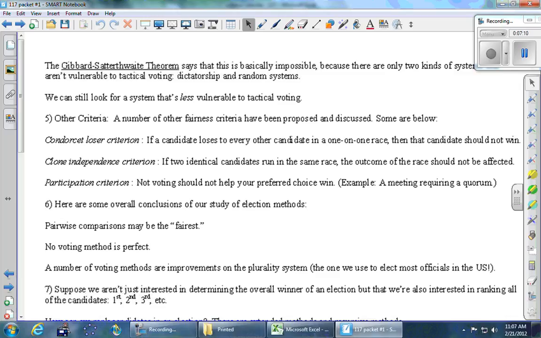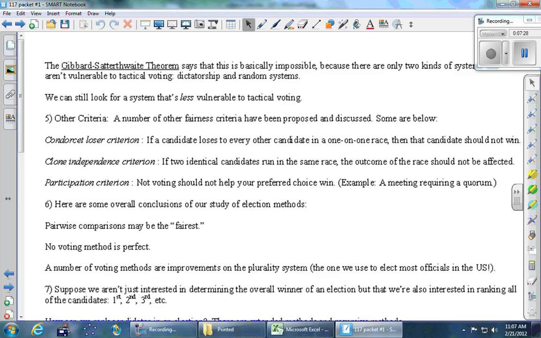Number one is a dictatorship, where one person has all the power, and it is then in that person's best interest to vote sincerely, and it doesn't matter how the rest of us vote. Agree? Okay, so there's one benefit to a dictatorship. There are not a lot of other benefits to dictatorships.